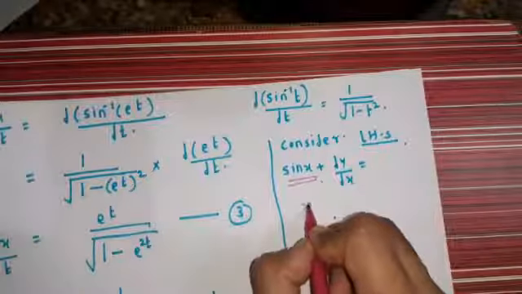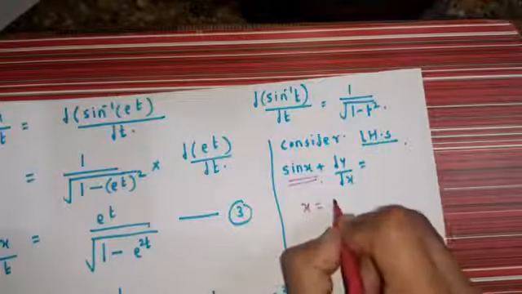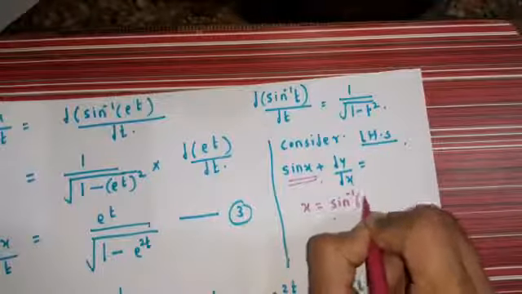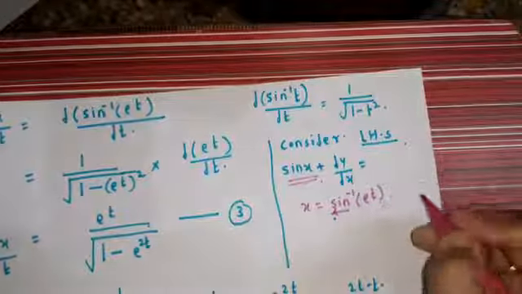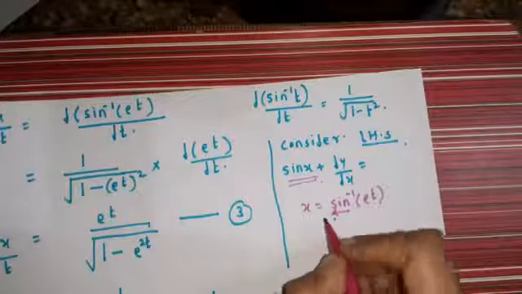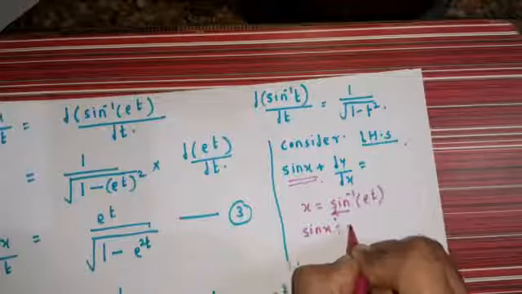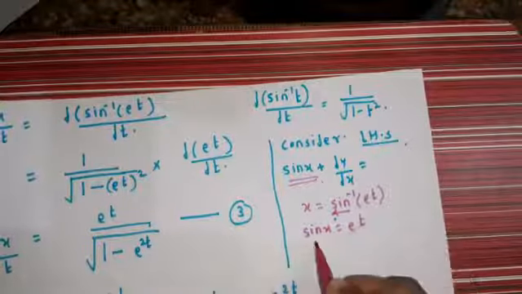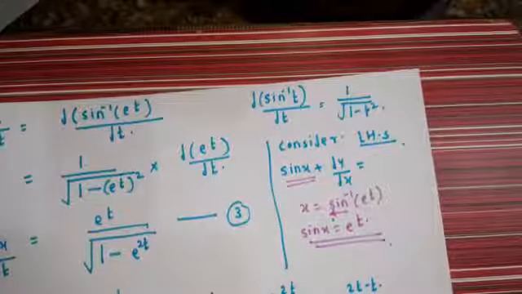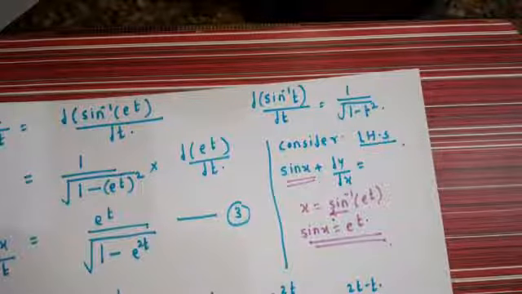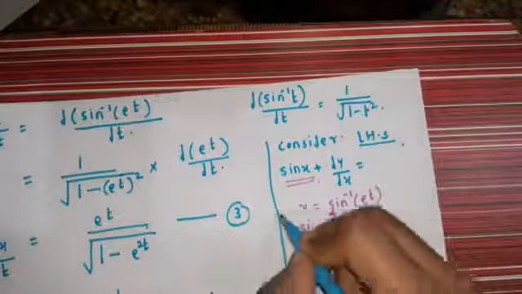We are given that x equal to sin inverse of e raised to t. So shift this sin to that side. We will get sin x equal to e raised to t. Okay students, so put this value here. What is the value of sin x? The value of sin x is e raised to t.